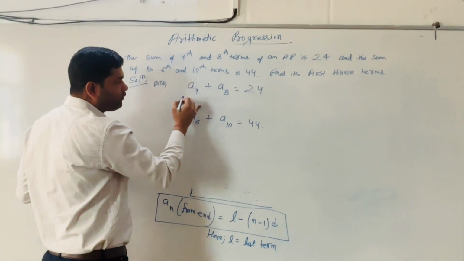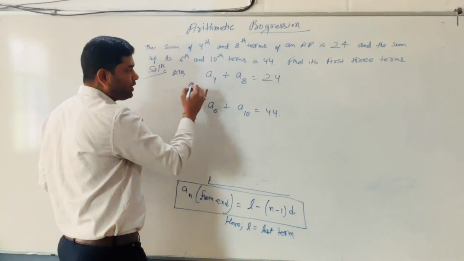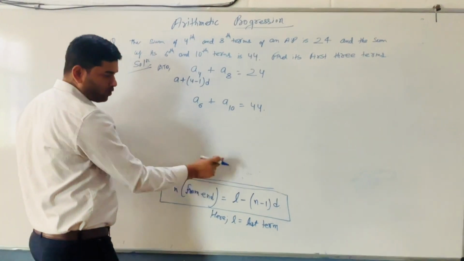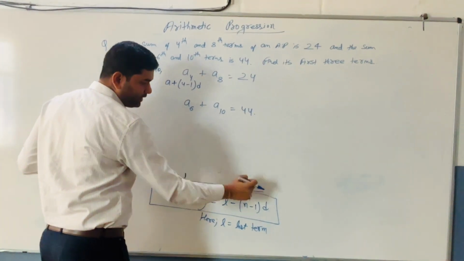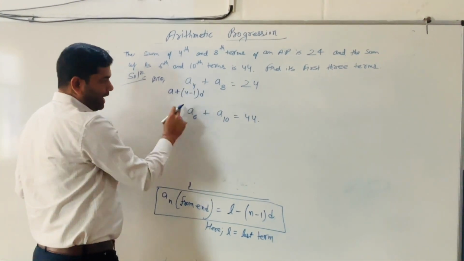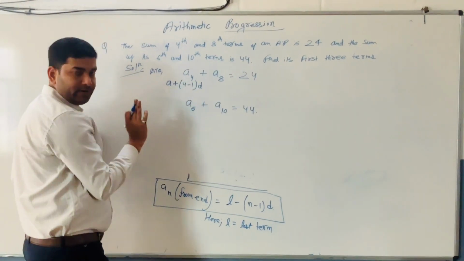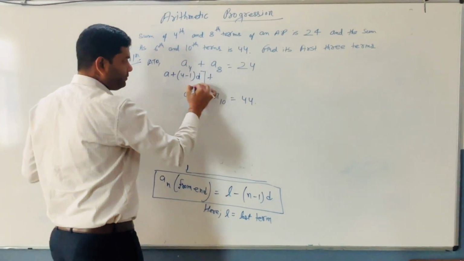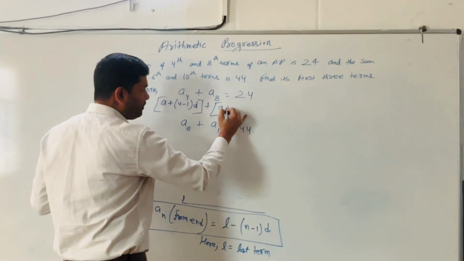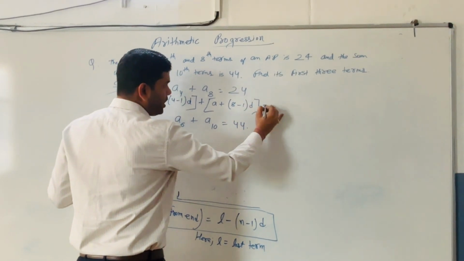Okay, so what can we write for the 4th term? If you use the formula, the value of the 4th term is A plus 4 minus 1 times d. This is the formula I am talking about here: A plus n minus 1 times d. A is not given, so let me take it as A. n is 4, so 4 minus 1 times d. This is the basic formula we are using, and this is the value of the 4th term. Similarly we can write the 8th term also: A plus 8 minus 1 times d, which sum is 24.